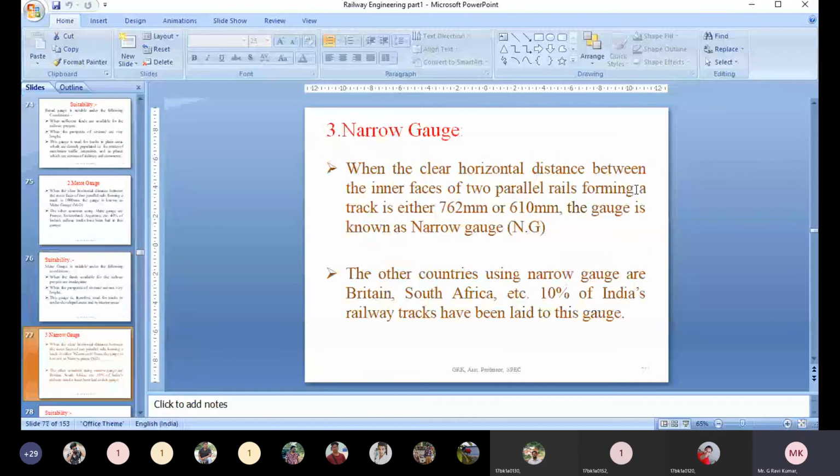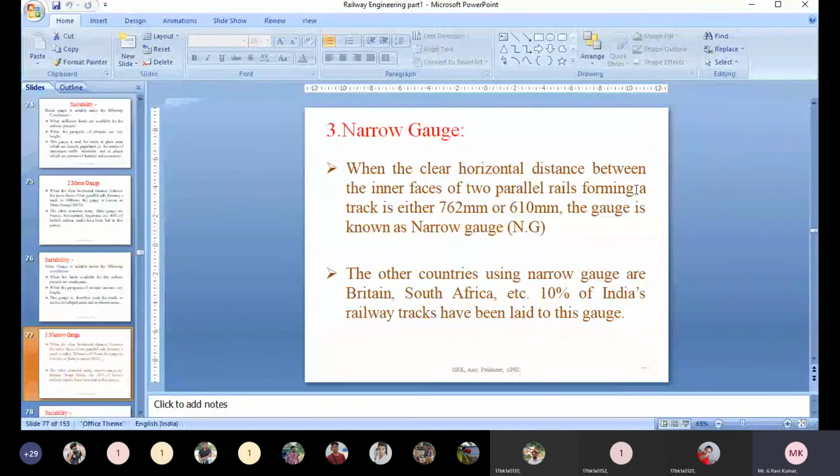Next one is the narrow gauge. This is the smallest gauge. Its distance is 610 mm or 762 mm, and it is used only in some rare cases. Narrow gauge will be used whenever we need to construct bridges, or in hilly areas or forest areas, and we need to use railways through valleys. So in those cases we may use narrow gauge.